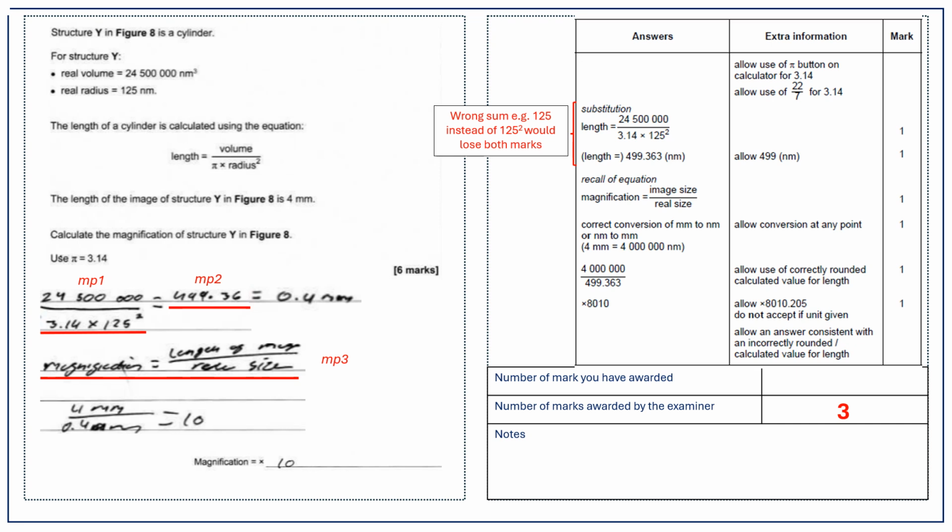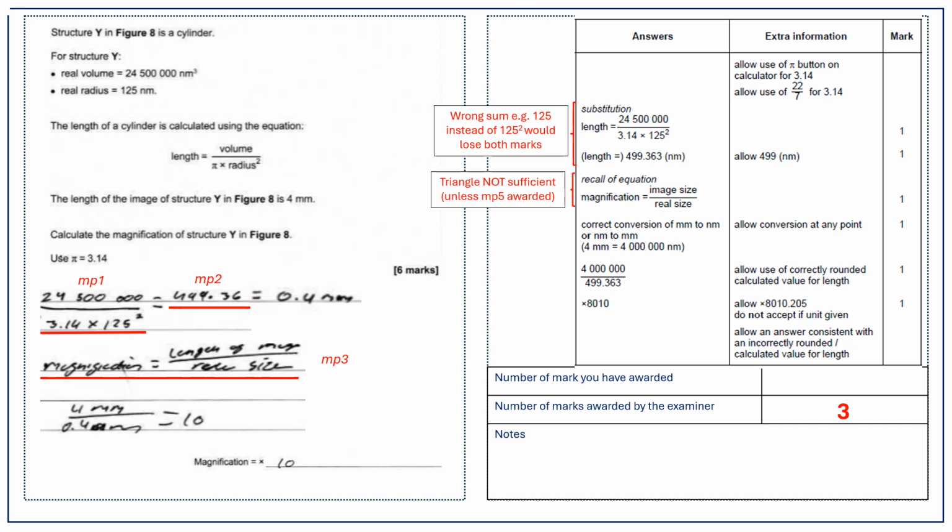Marking point 3 is for recall of the equation. A triangle is not sufficient for this mark. The only exception to that is if the student has been awarded marking point 5 later on in their calculation. Marking point 5 is for correctly using their calculated values in the magnification equation. If they have done that, we know that the student does know that equation and how to use it.